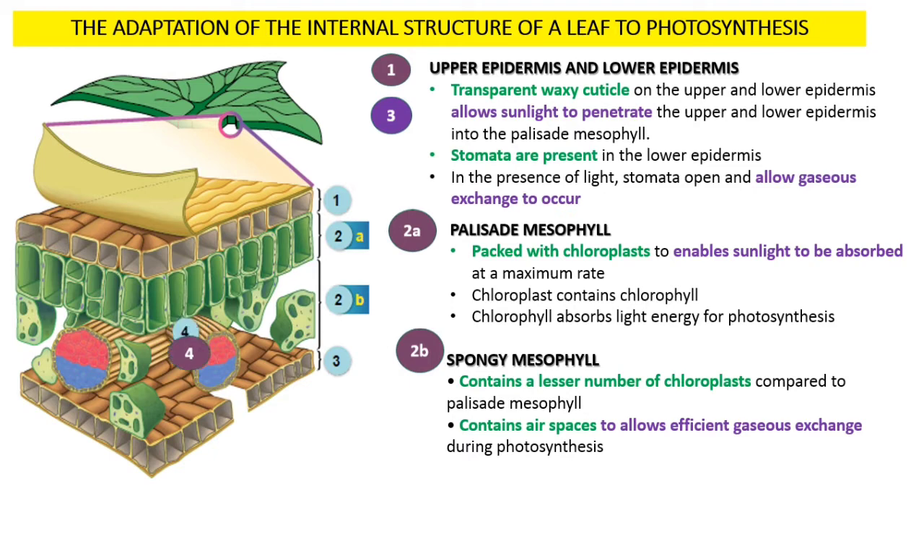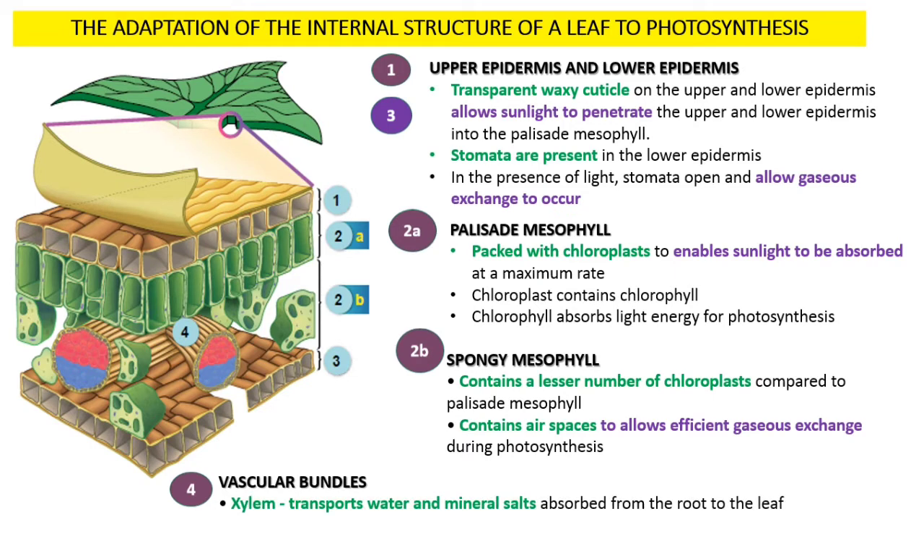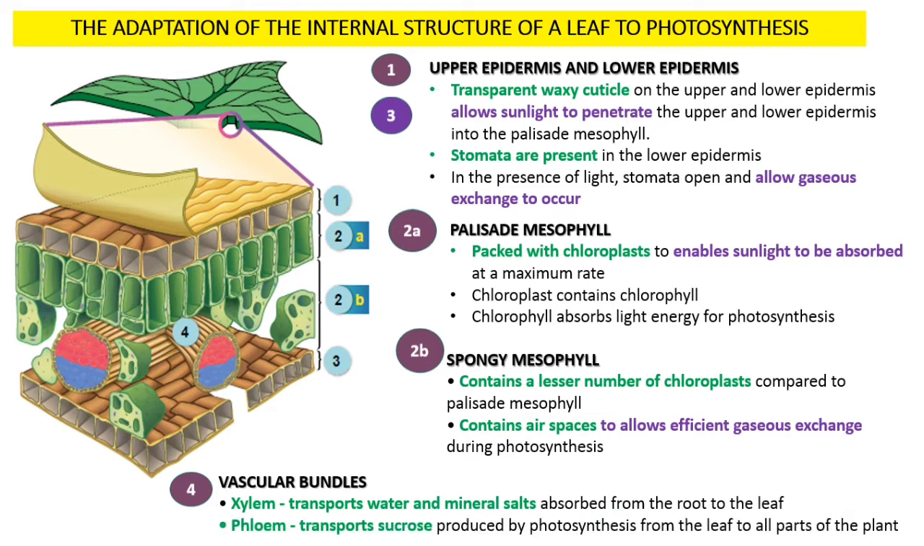The next structure is the vascular bundle. The vascular bundle consists of xylem to transport water and mineral salts absorbed from the root to the leaf, and phloem to transport sucrose produced by photosynthesis from the leaf to all parts of the plant.